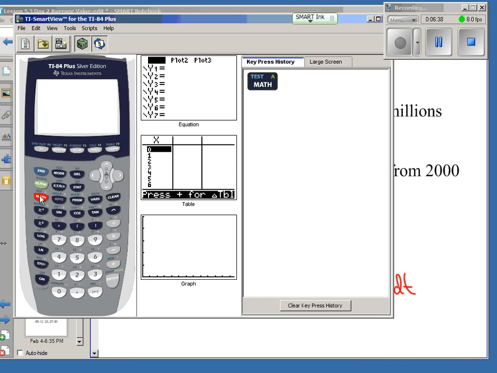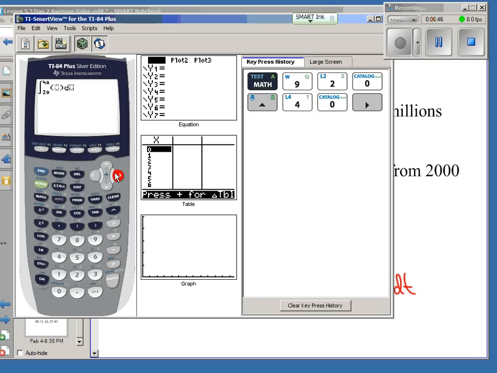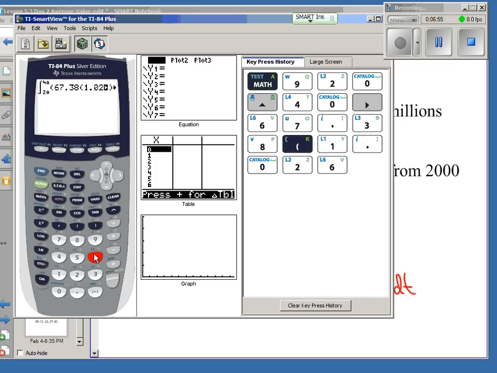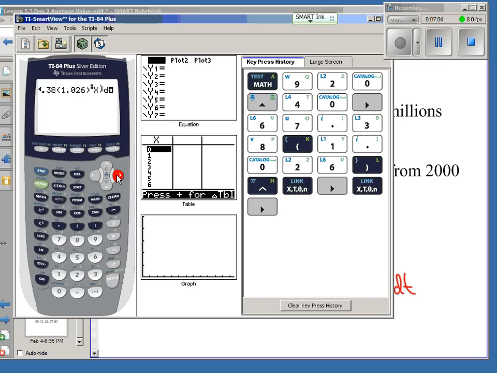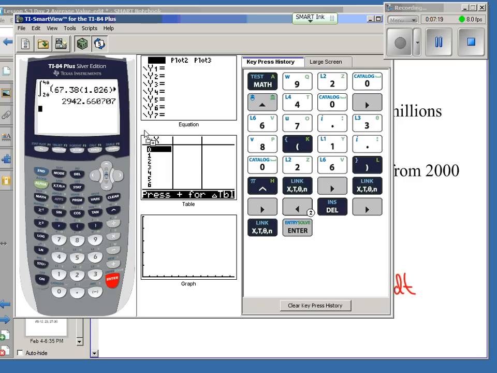we're going to go to Math 9, and my form is a little bit different than yours, but it's from 20 to 40, and that function is 67.38 times 1.026 to the x power, and this new format messes me up, dx. So we're evaluating this integral again. If you have the fn int, I'll type in what it should look like, but let's drag the answer over here so we have that.